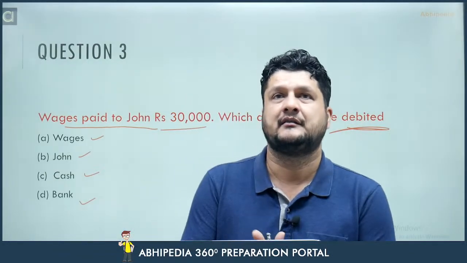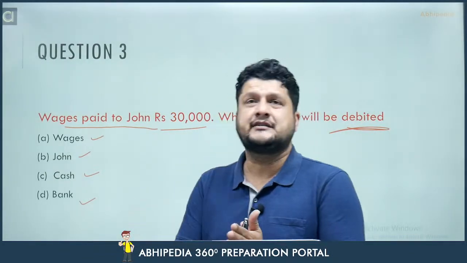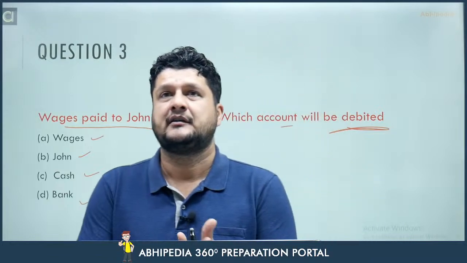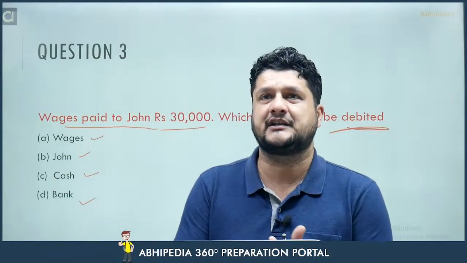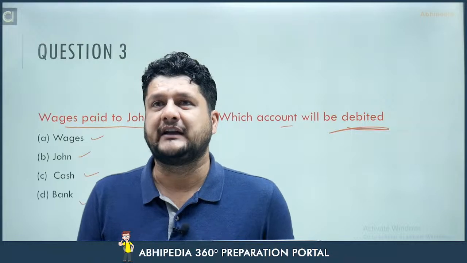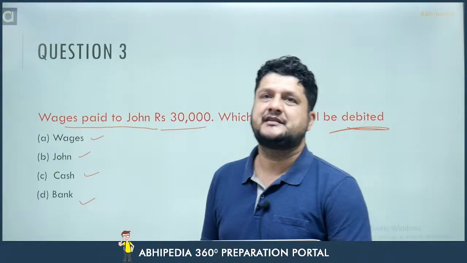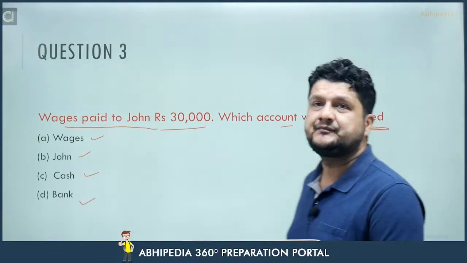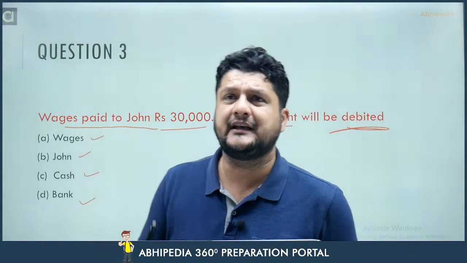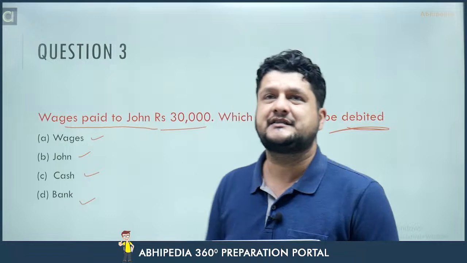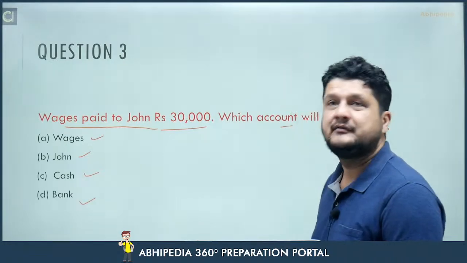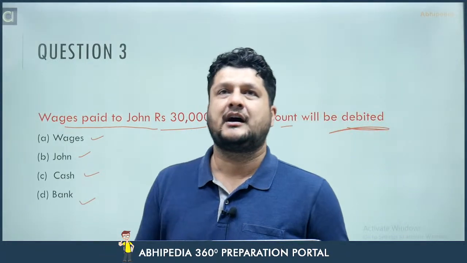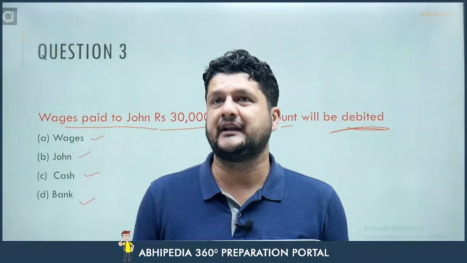Yes. Answer for the third question. Rajneesh, Dinesh, Jashan. Okay, I am getting the answers. Idrish says C. Which account is debited? Right. Pallavi says A. Avinash says A. Others also, wages account, option A, Dinesh.